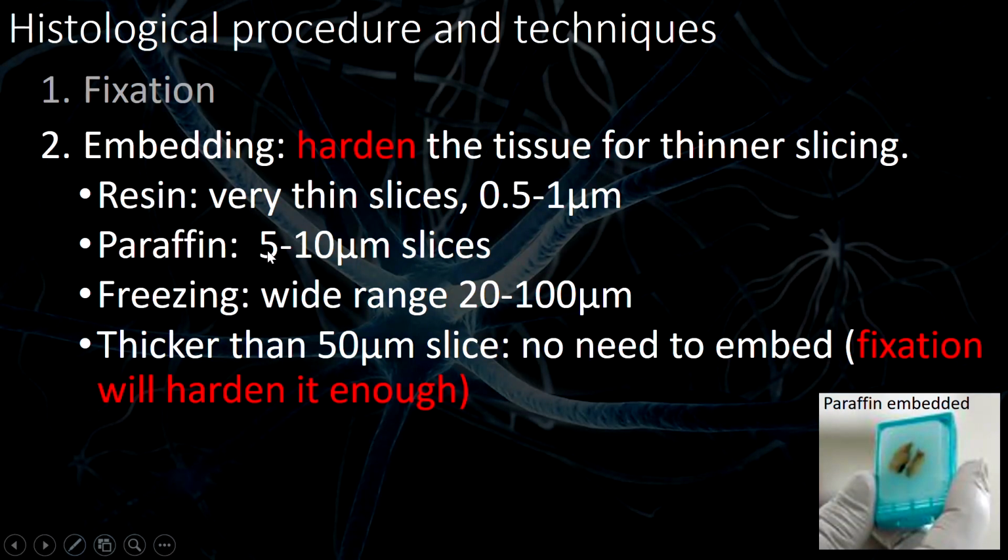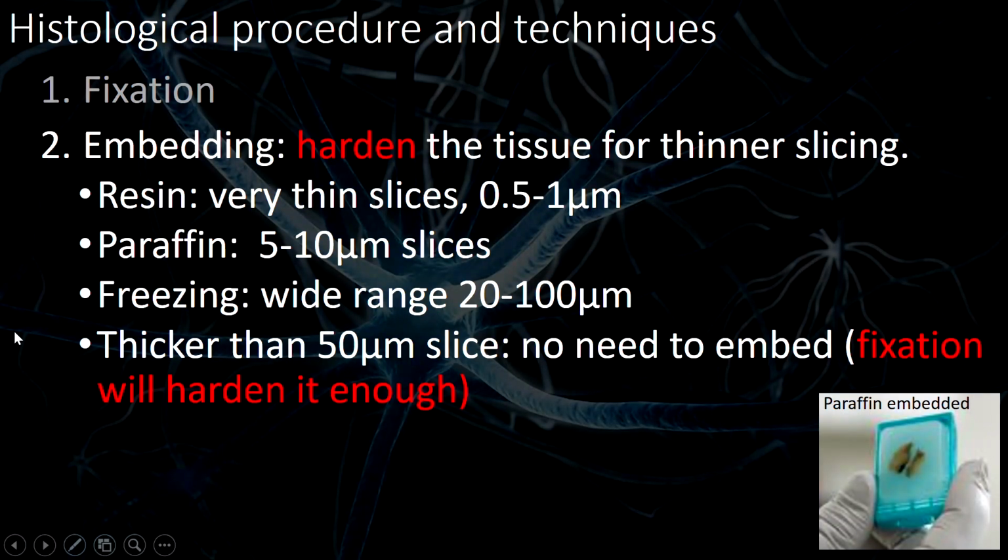And if you need 5 to 10 micron, you will need paraffin, which is a kind of wax, to embed your tissue. And this is how the paraffin embedding looks. So the white part, that's the wax. And you can also use freezing. If you froze the tissue, you can make a wide range of sections.